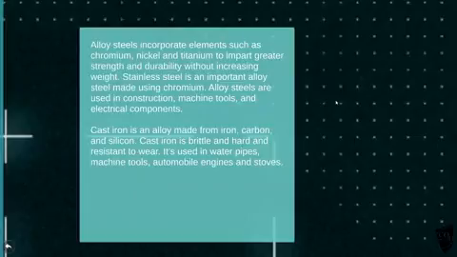This is a mixture. So alloy steels incorporate other elements such as chromium, which makes stainless steel, nickel, and titanium, which makes it stronger and gives it more durability without making it heavier or anything. Stainless steels are an important alloy, which is steel with chromium. Alloy steels, we use them for machine tools, we use them in construction all over the place. They're just everywhere now. Cast iron itself is an alloy made from iron, carbon and a bit of silicon.